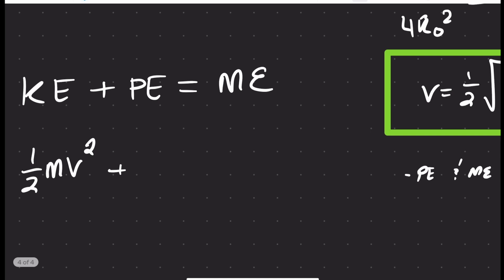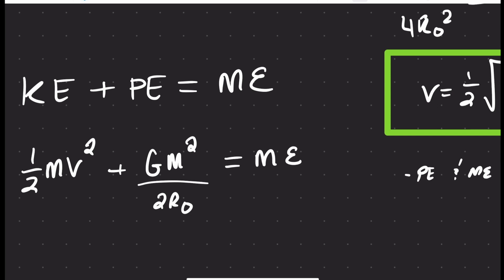plus the potential energy, which is just a modification of Newton's universal law of gravitation, which is big G, our two masses, M squared, that's why we're squaring it, it's our two masses, over the distance R naught between them. And this is going to equal our mechanical energy.